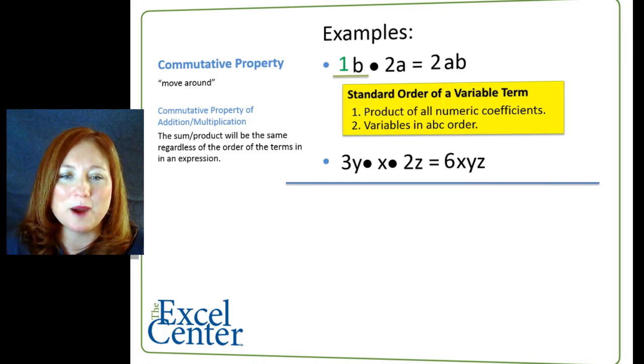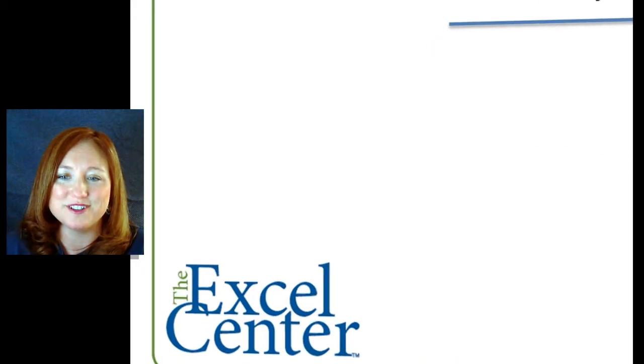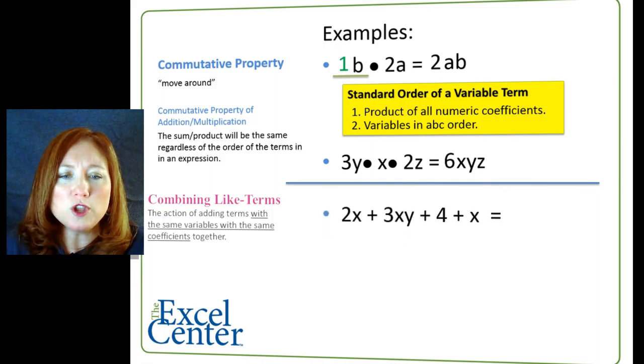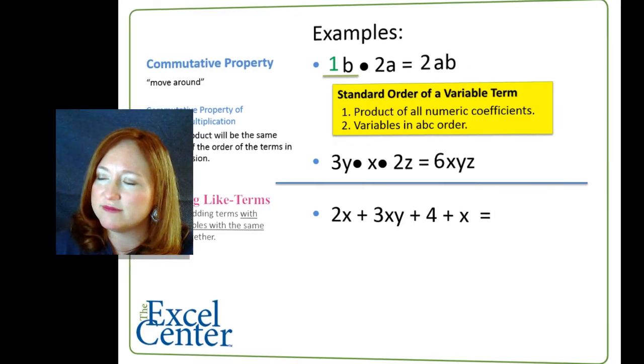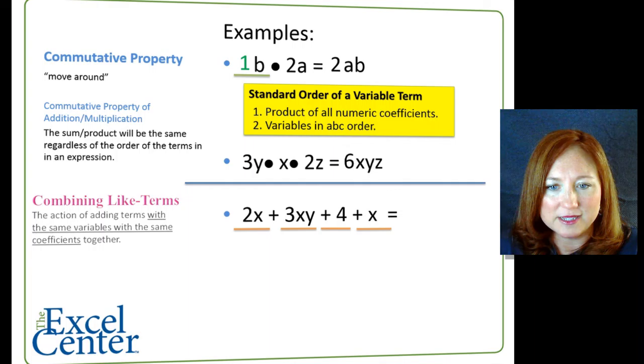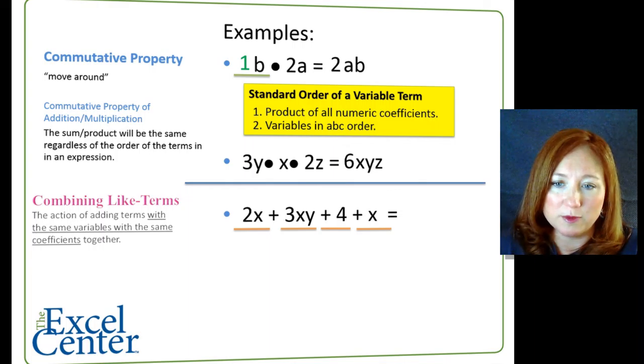The commutative property of addition is useful for a very frequent action in algebra, combining like terms. Before you can combine like terms, you must identify them. How many terms do you see in this expression? I see 4. Remember, terms are separated by plus and minus signs. Terms can either be variable terms or constant terms.